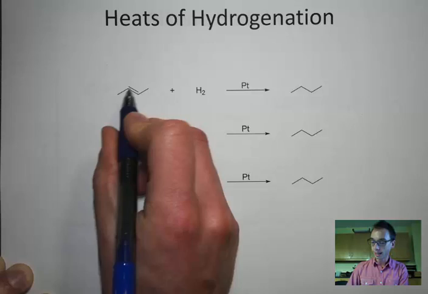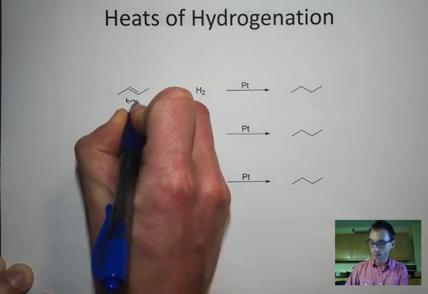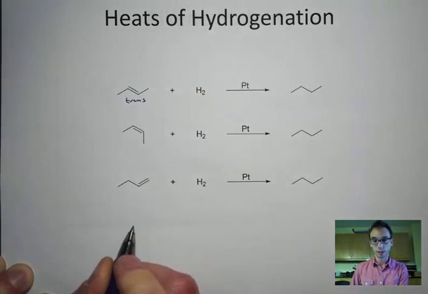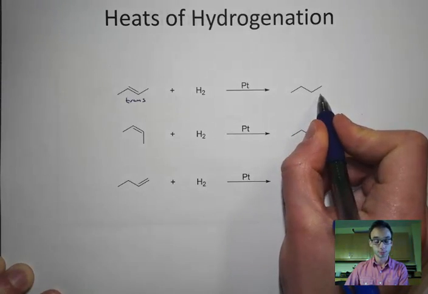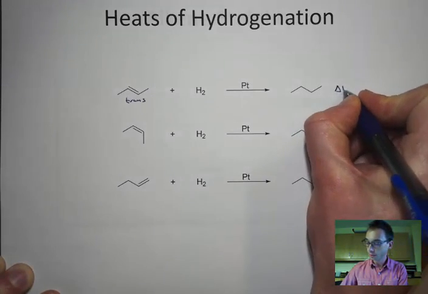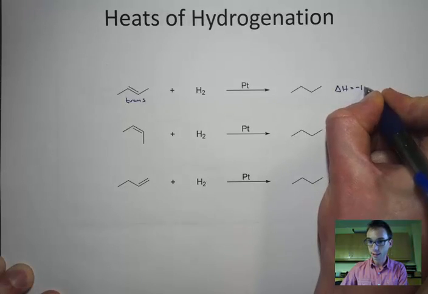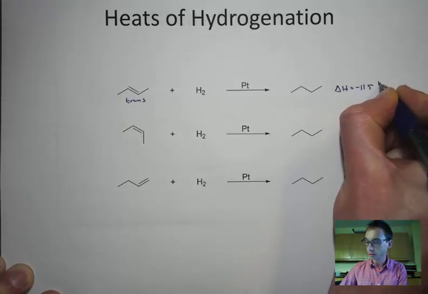So it turns out that when I have a trans alkene, like this one, I end up getting butane as the product, and delta H for this reaction is negative 115 kilojoules per mole.